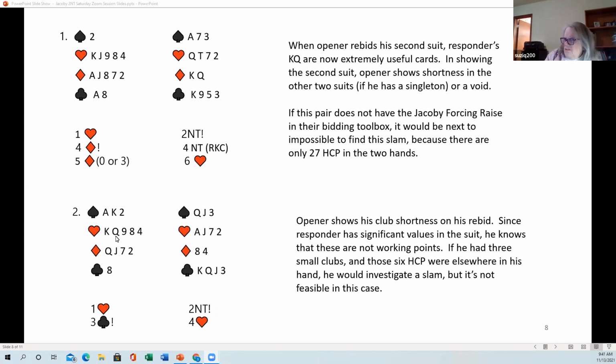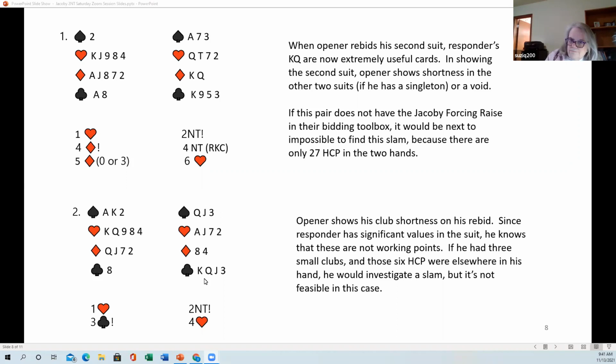North opens, or we'll call that north. I don't know if it's north or not. It could be west. 1 heart, 2 no trump, club shortness. Uh-oh. I wish you'd shown me diamond shortness.